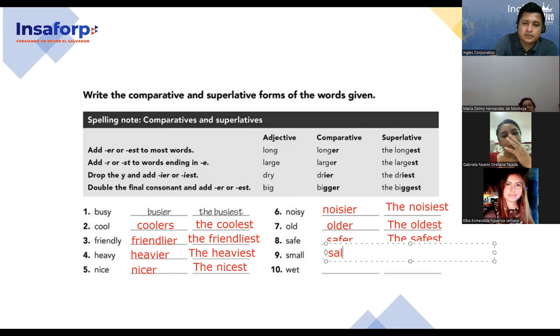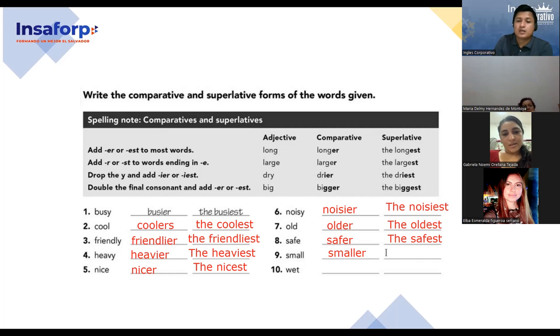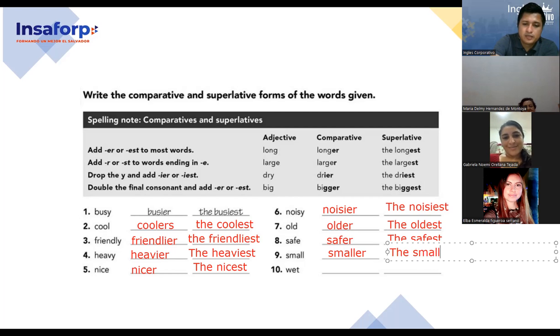Smaller, right? Very good. I apologize. Sometimes I make mistakes. Smaller. What about the number? Like, what is the superlative? The smallest, right? The smallest. One more time. Thank you.